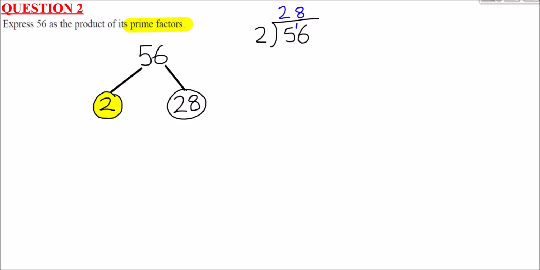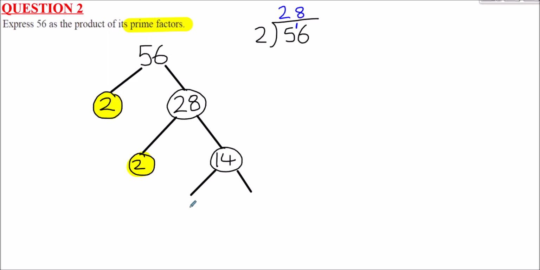28, however, isn't prime, so we go again. So what can we divide 28 by? To speed it up, we can divide it by 2, which gives us 14. 2 is prime, 14 is not, so we highlight 2. 14 we can go again, because it's still even, we can half once more.